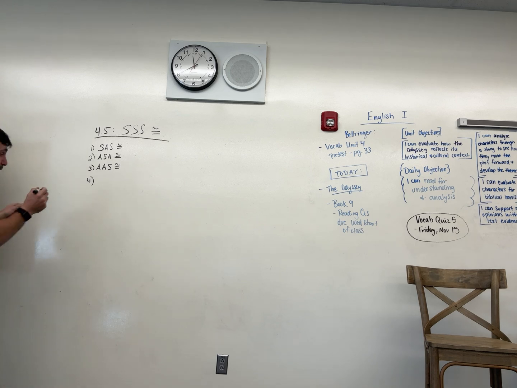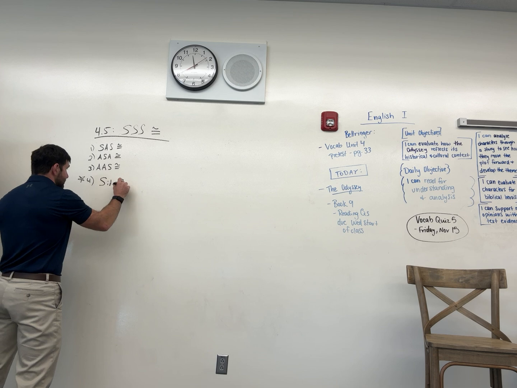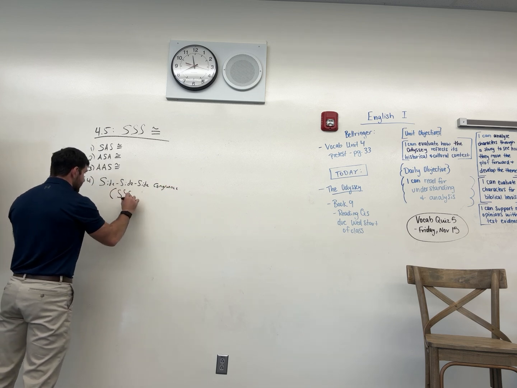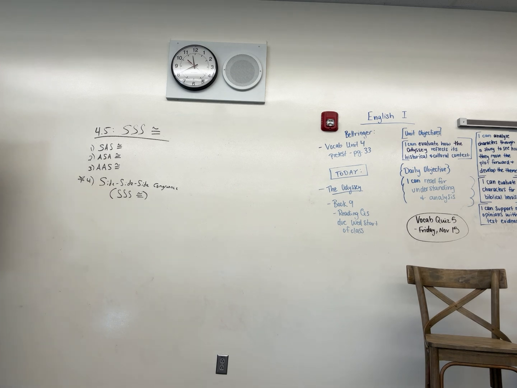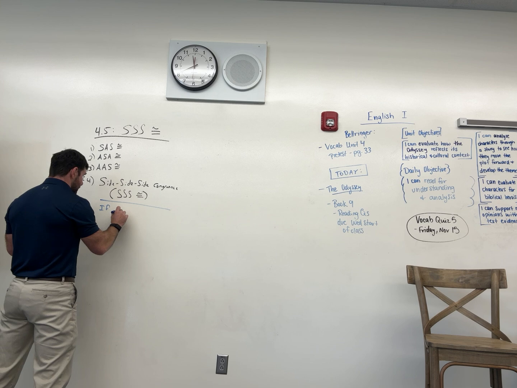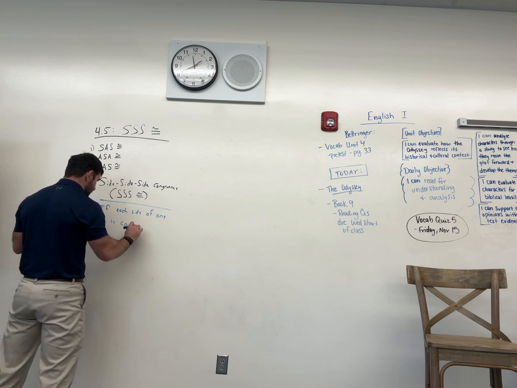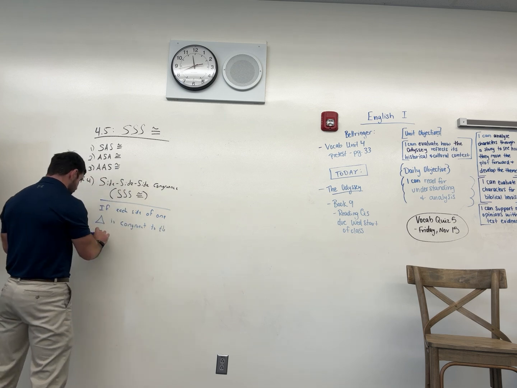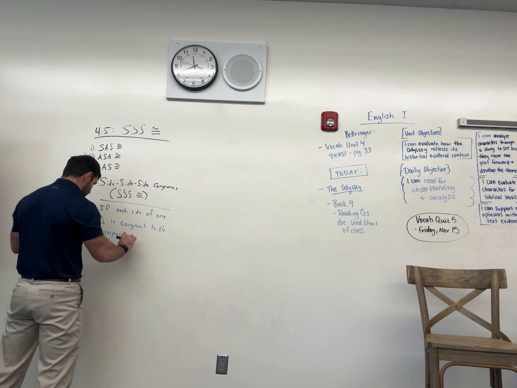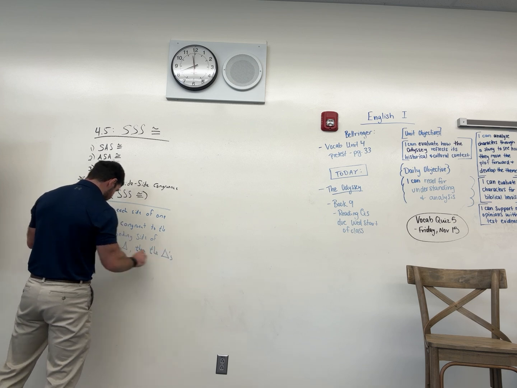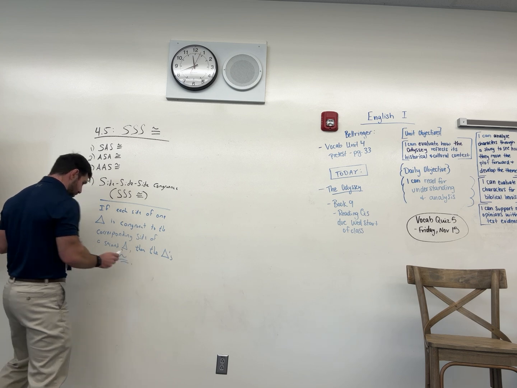Okay. Today, though, we're going to be talking about side side side congruence, which is SSS. Okay? So SSS says, if each side of one triangle is congruent to the corresponding side of a second triangle, then the triangles are congruent.